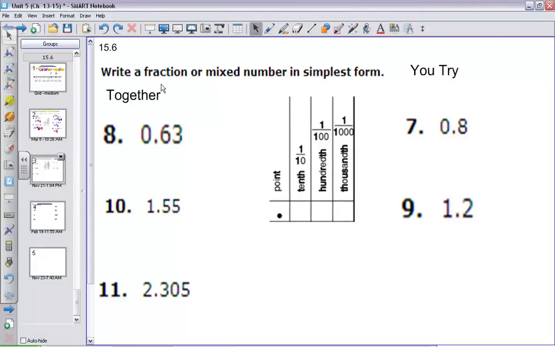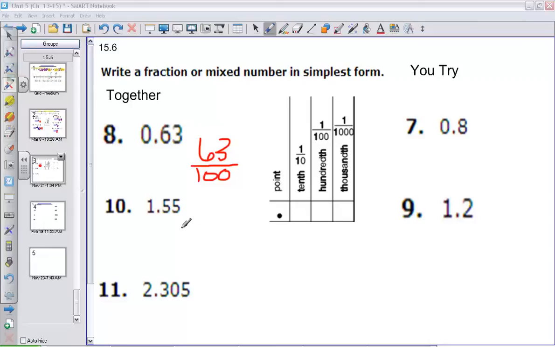Alright, let's take a look at our next set of problems here. I'm writing a fraction or a mixed number in simplest form. So again, I've got 0.63. If I have 0.63, that means my fraction is going to be out of 100. So I have 63 boxes out of 100 filled in. Do 63 and 100 have any common factors? Nope. So 63 hundredths is its simplest form.